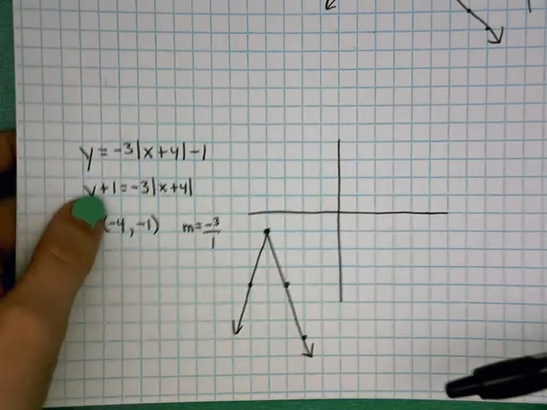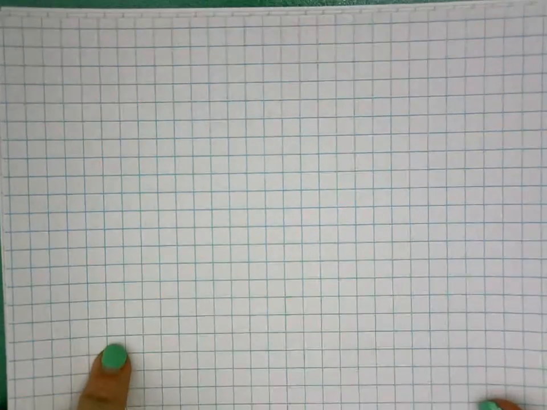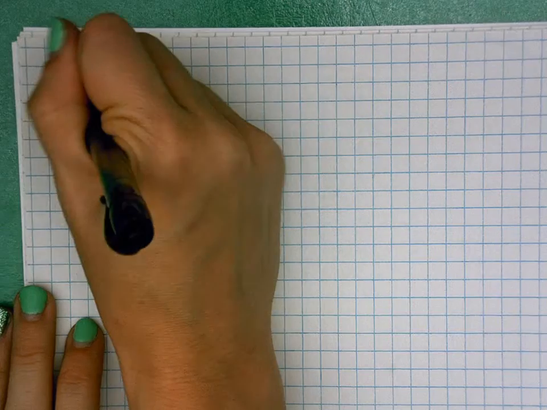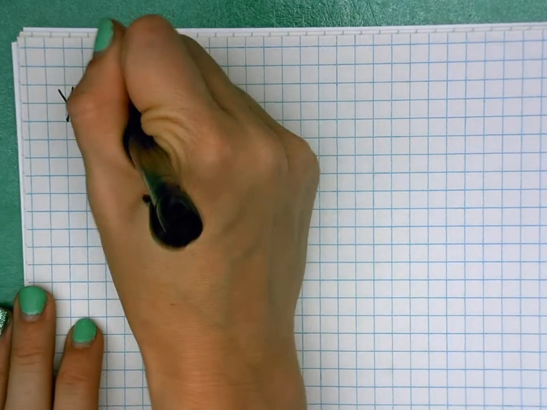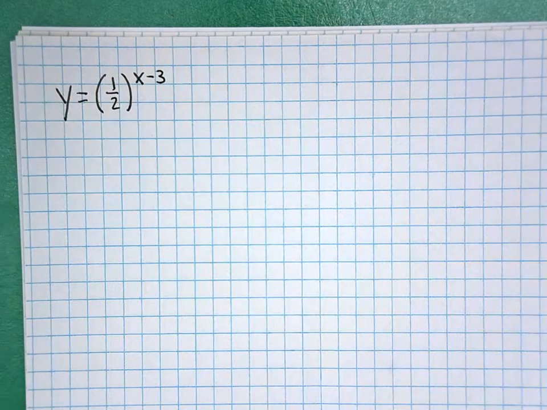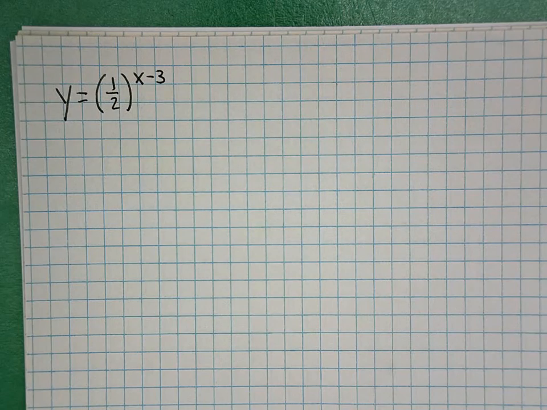Next up, we've got exponential. So here we go. First one, y equals 1/2 all to the x minus 3. Go ahead and pause this video and give this one a shot.